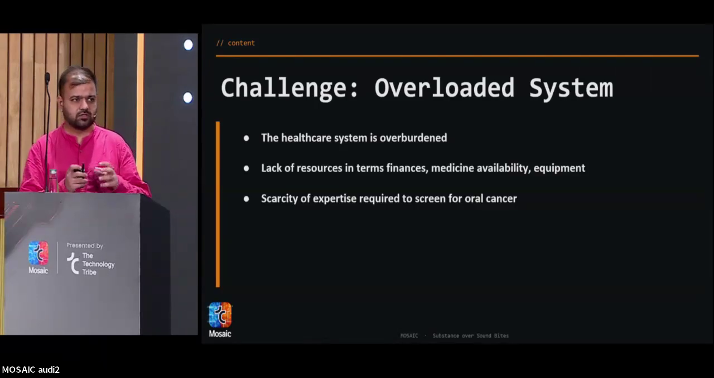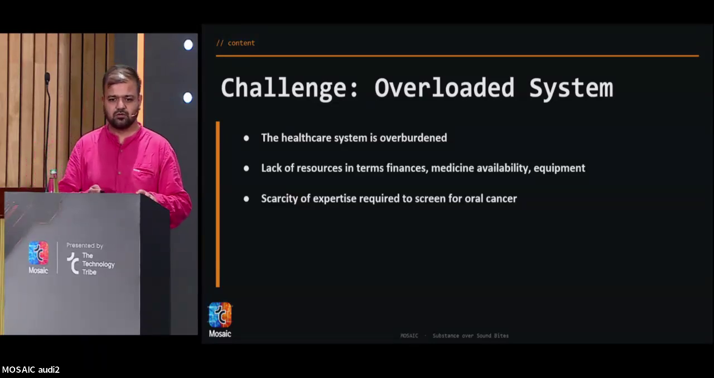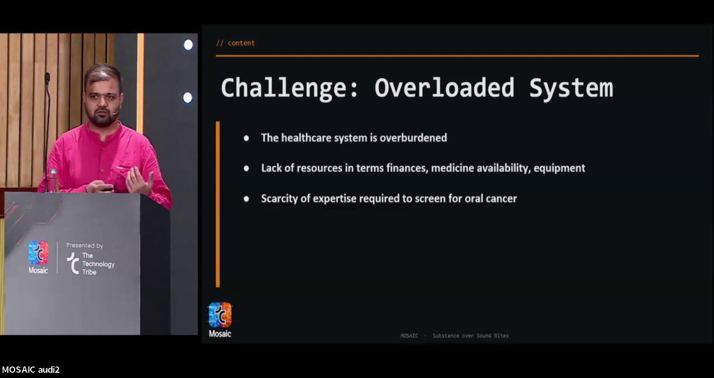To solve for this, first we tried a telespecialist model, but that made things worse because now the user has to both screen the patient and then follow up with the patient later. So instead of reducing their workload, we ended up doubling it.